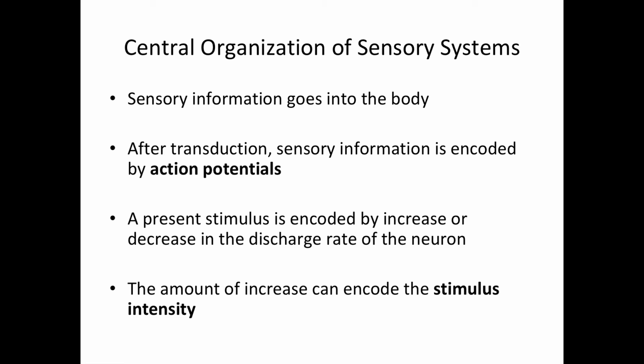The hierarchical code sent from sensory receptors through neural relays is then interpreted by the brain, especially in the neocortex, so the outside layer of our brain, and eventually is translated into perception, memory, and certain actions. So once sensory information is transduced, all sensory information from all sensory systems is encoded by action potentials that travel along the peripheral system nerves until they enter the brain or spinal cord tracts within the CNS. So the presence of a stimulus can be encoded by an increase or decrease in a neuron's discharge rate, and the amount of increase and decrease can encode the stimulus intensity.